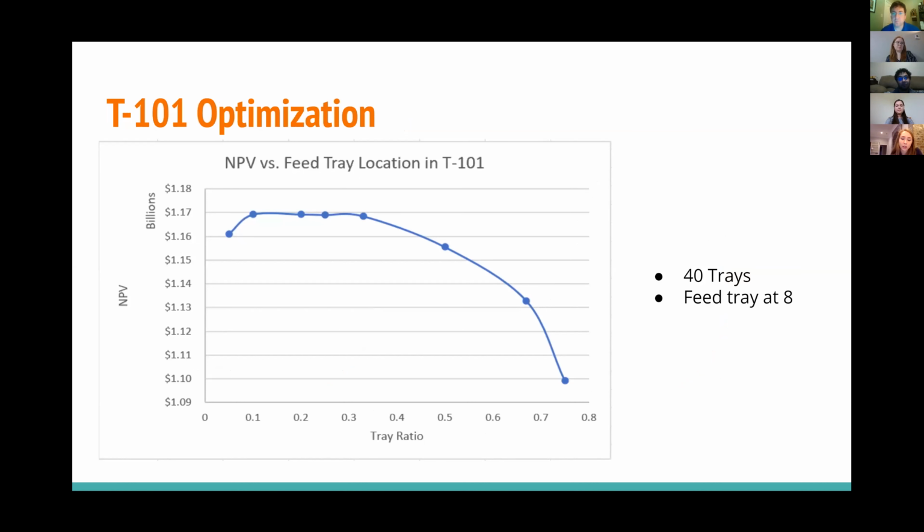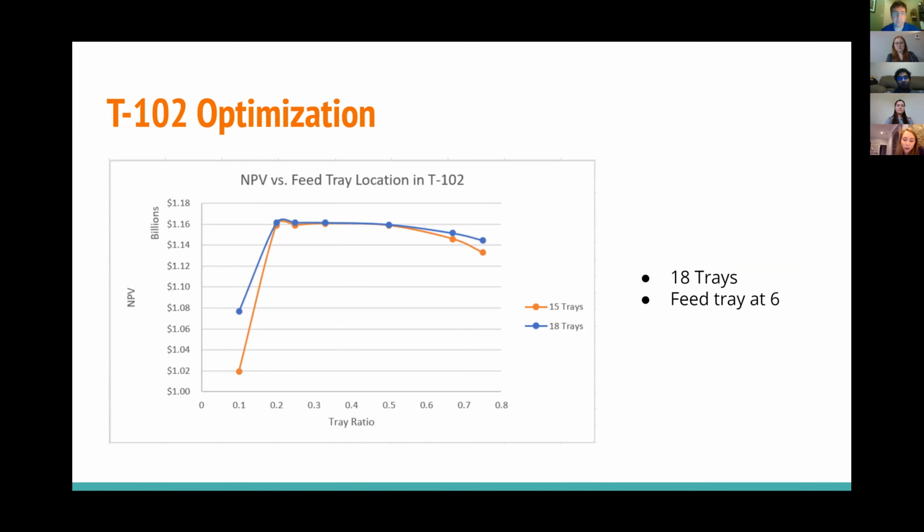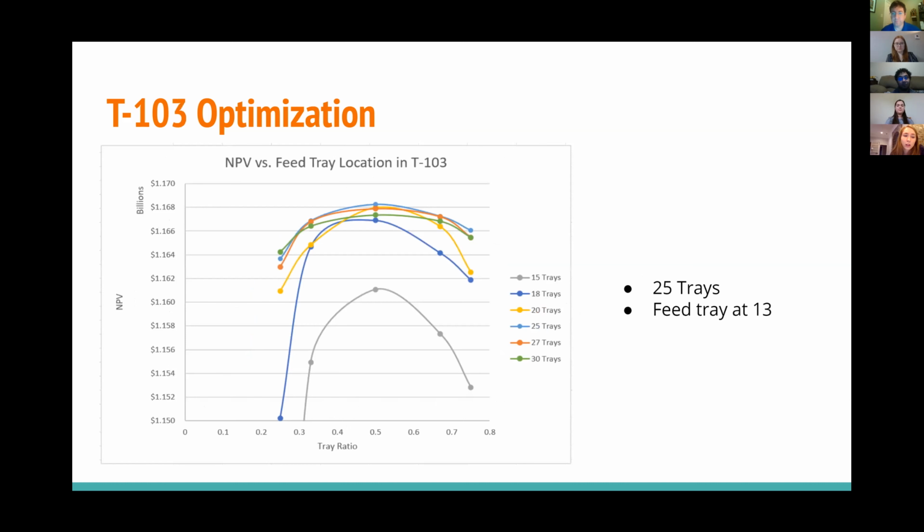So we also decided to optimize our towers. For the first tower, the feed tray location was optimized in a 40 tray tower to be fed in at tray 8. The second tower was optimized for both the number of trays and the feed tray location, and it was determined that we would need 18 trays and the feed tray at 6. And then for the third tower, once again, the feed tray location and the total number of trays was optimized. For this tower, we have 25 trays and the feed tray at 13.